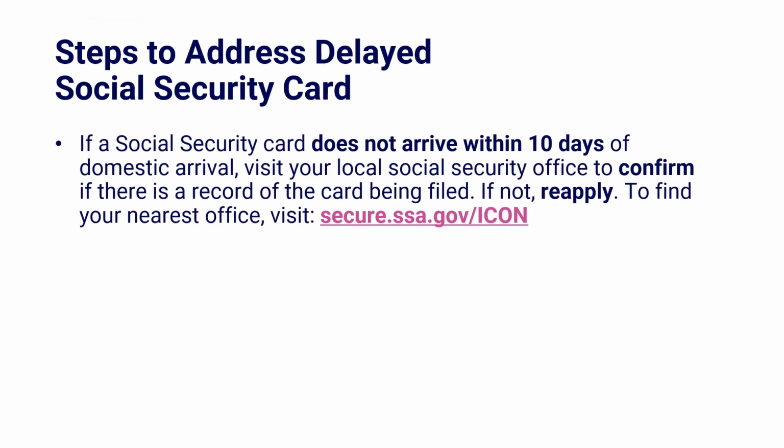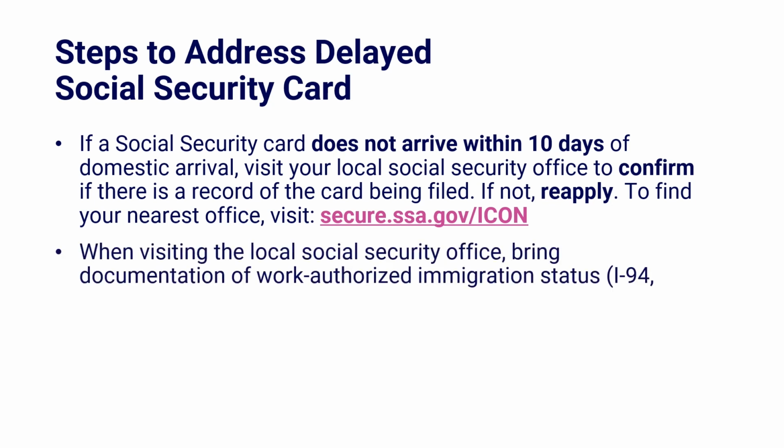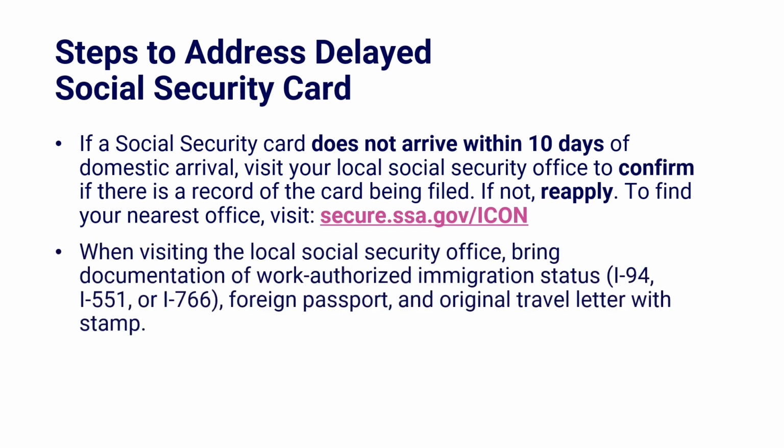If a Social Security card does not arrive within 10 days of the refugee's arrival, visit your local Social Security office to confirm that there is a record of the card being filed. If not, reapply. To find your nearest office, visit secure.ssa.gov/icon. When visiting the local Social Security office, make sure to bring documentation of work authorized immigration status, foreign passport, and original travel letter with stamp.